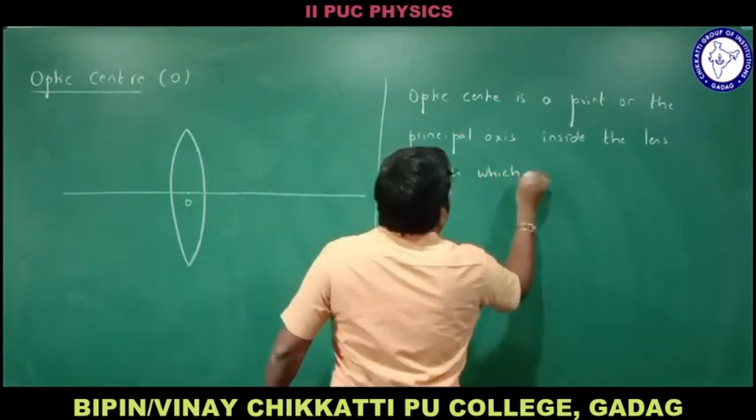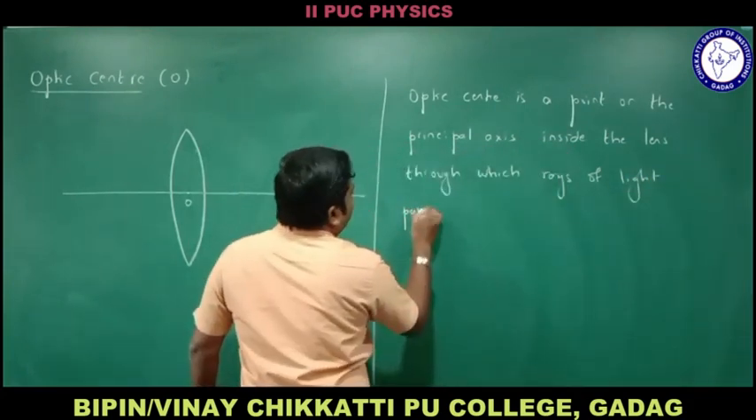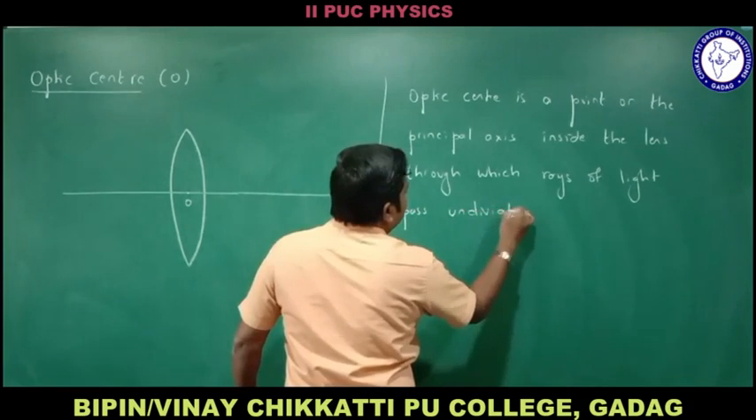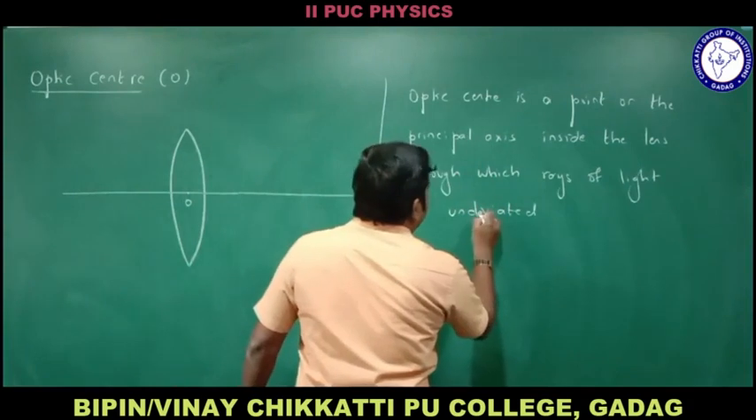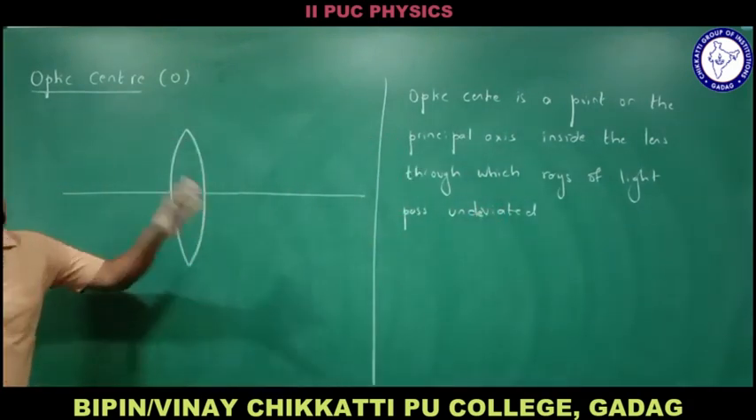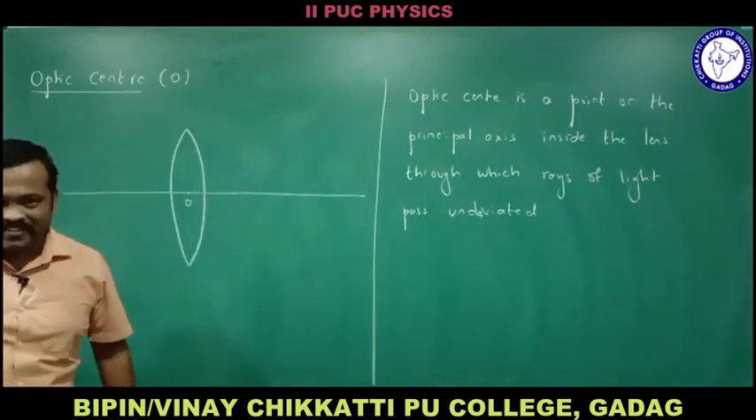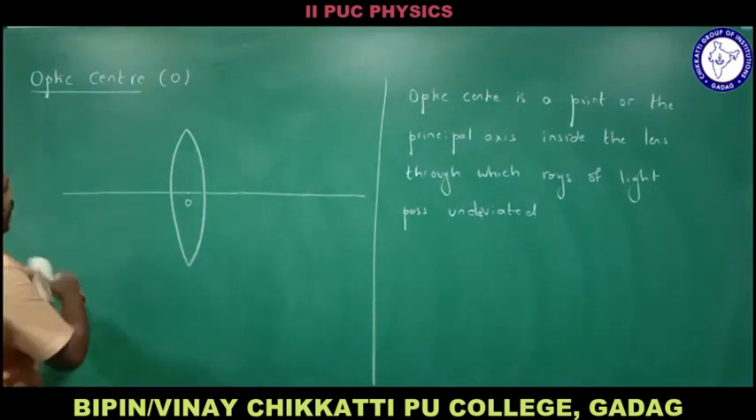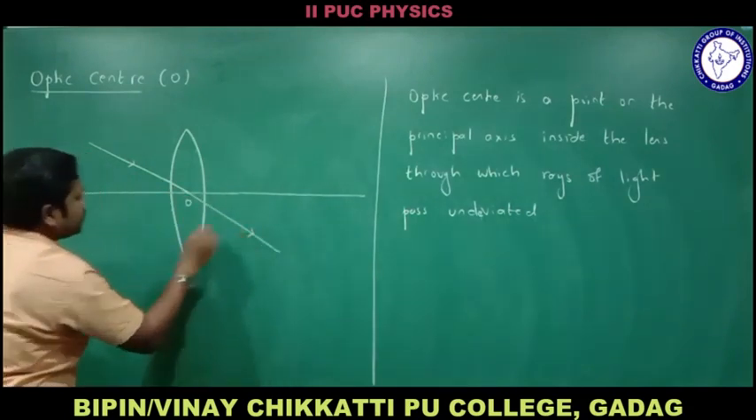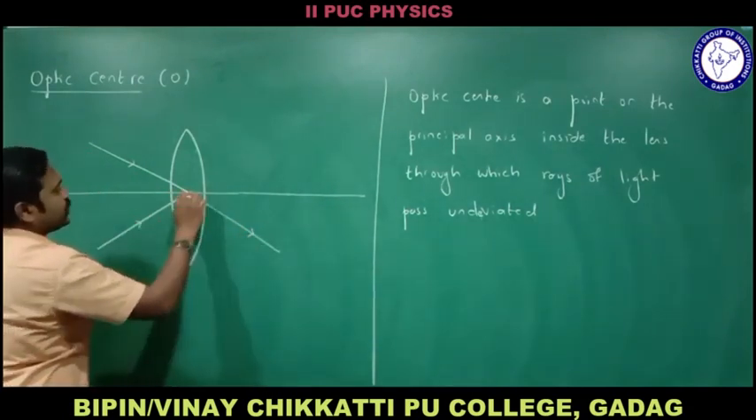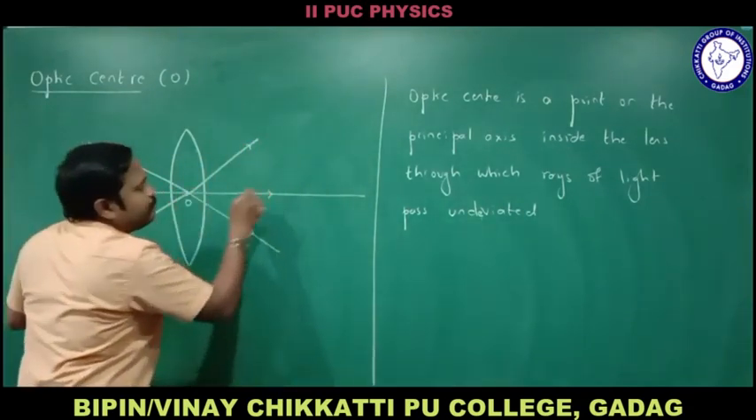through which rays of light pass undeviated. If rays of light pass undeviated through that point, that point is called an optic center. If a ray of light falls at the optic center, it passes undeviated.